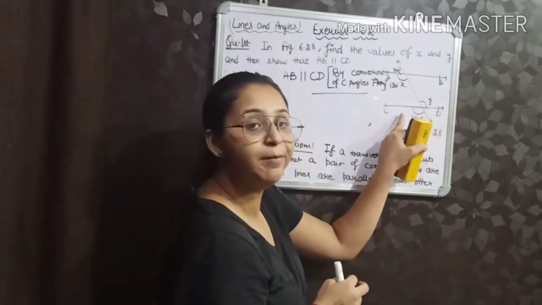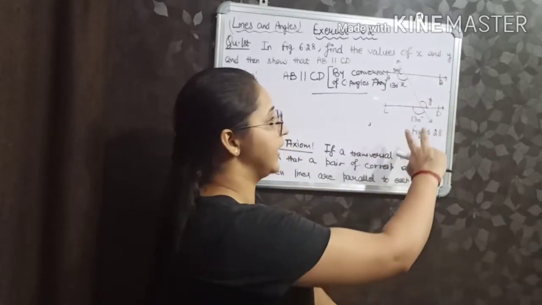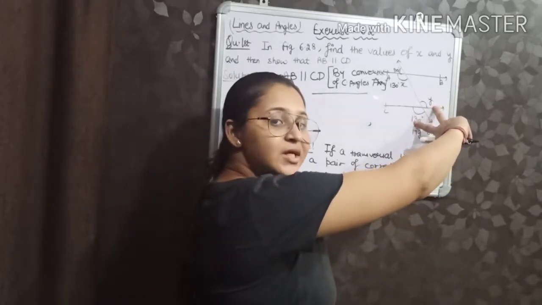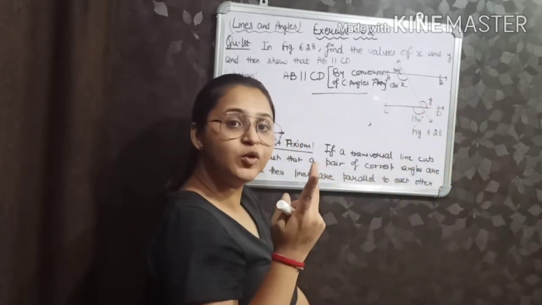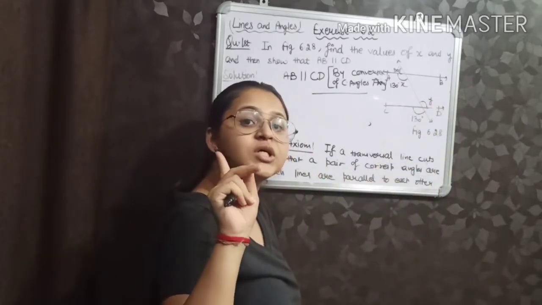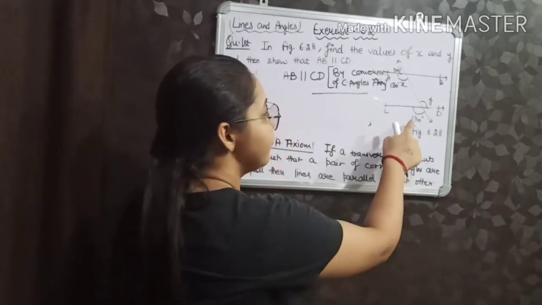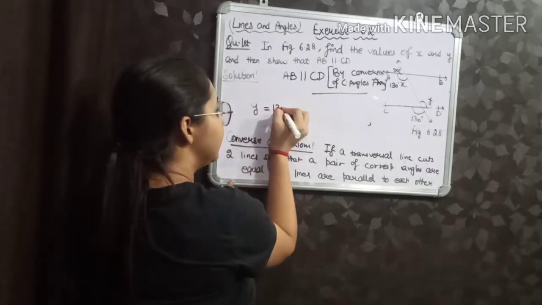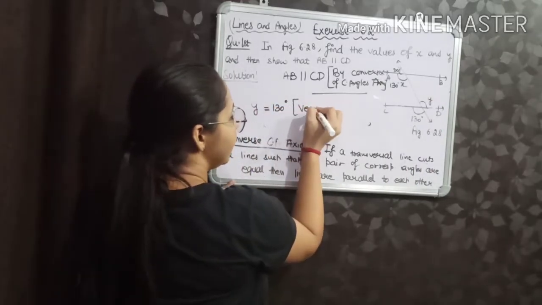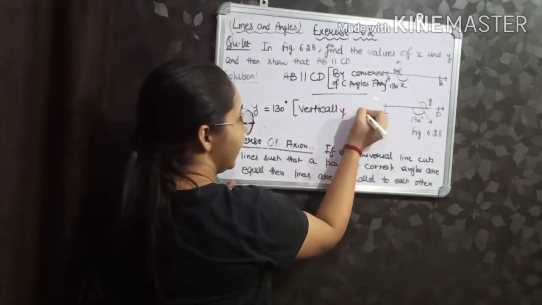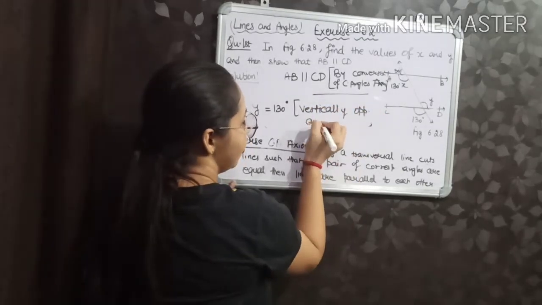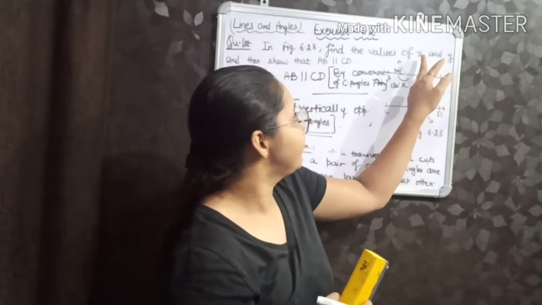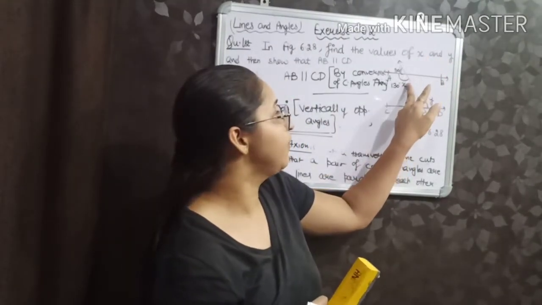Okay, now the next part is we have to find the value of y, and you observe that if two lines are parallel lines, this is a transversal line, so this pair is vertically opposite angles. These two angles are vertically opposite angles, and you know very well that vertically opposite angles are always equal. So if it is 130 degrees, then y will be equal to 130 degrees, and the reason is vertically opposite angles.